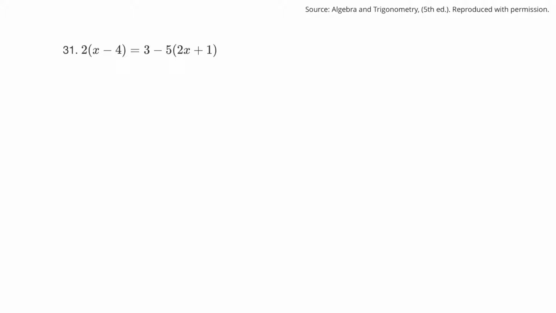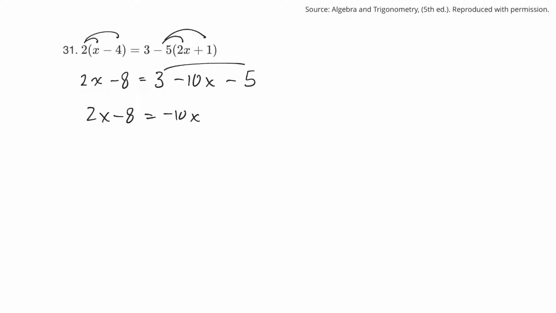So first off, I would get rid of the brackets. So I'd use the distributive property to multiply that through. Notice on the second one, it has to be -5 times each of those. So let's do the first one. So that'd be 2x, 2 times -4 is a -8, equals 3. -5 times 2x is a -10x. -5 times a +1 is a -5. Let's collect like terms on the right side there. So I'd have -10x, and 3 take away 5 is a -2.